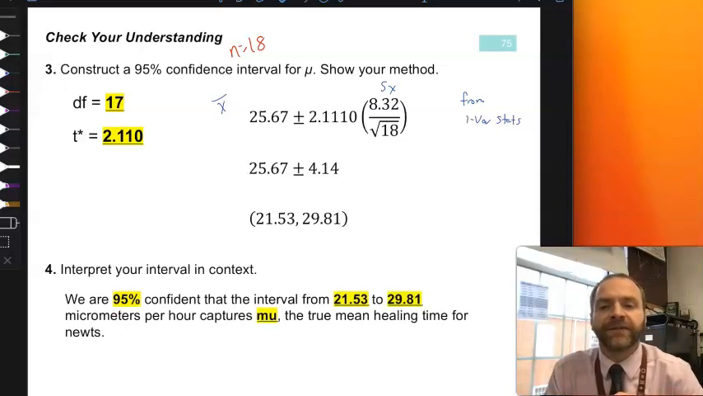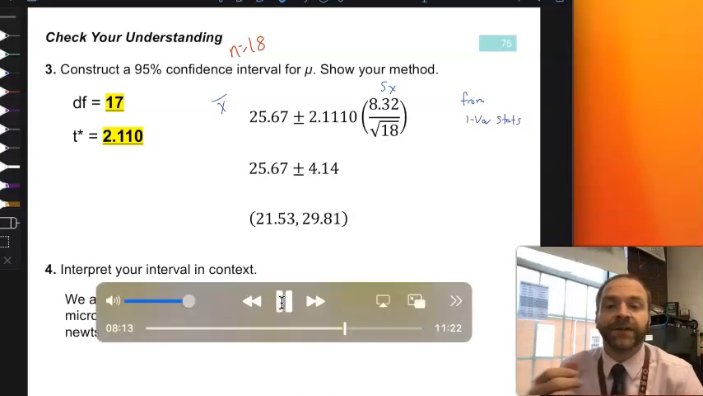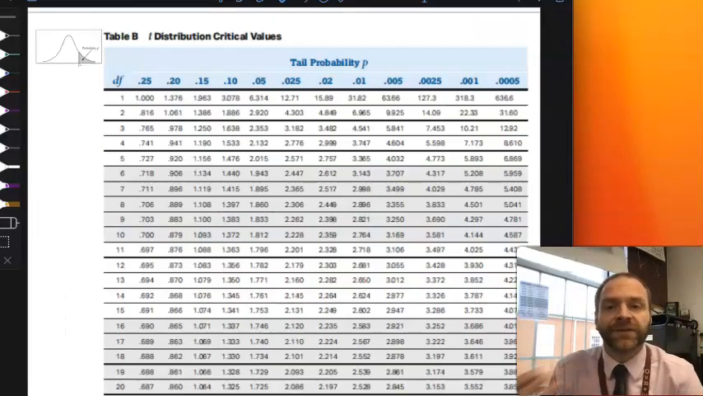We are 95% confident the interval from 21.53 to 29.81 micrometers per hour captures mu. You can use the Greek letter mu, the true mean healing time, and there's your context of what we're dealing with. So that is what's going on there.